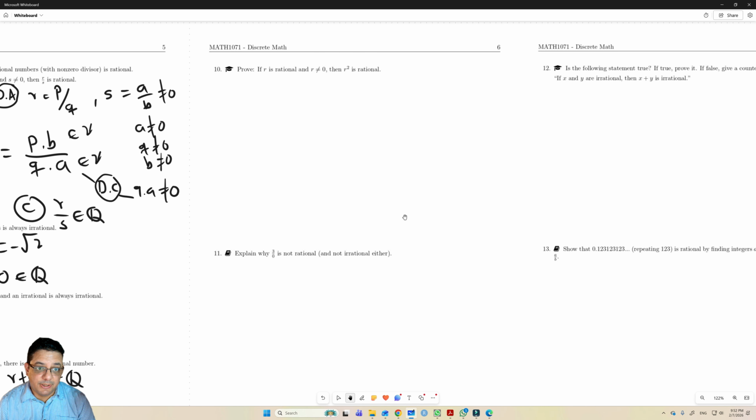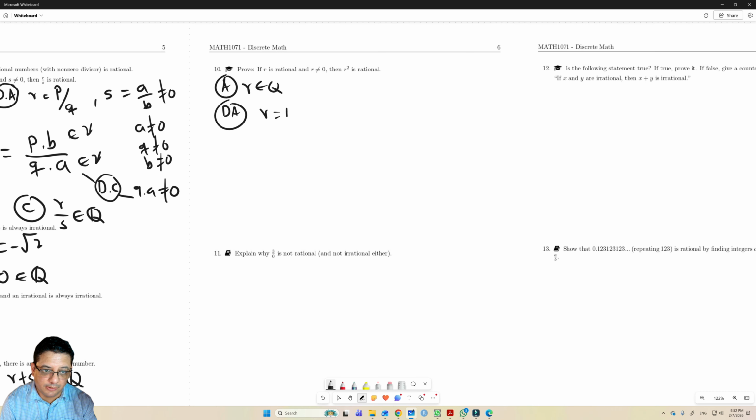Now, for question number 10, we've got to prove that if r is irrational, then r squared is also irrational. And we're assuming that r is different from 0. Well, if r is rational, and this is our assumption, the definition of the assumption will be r equals p over q, where p and q are integers, and q is different from 0.